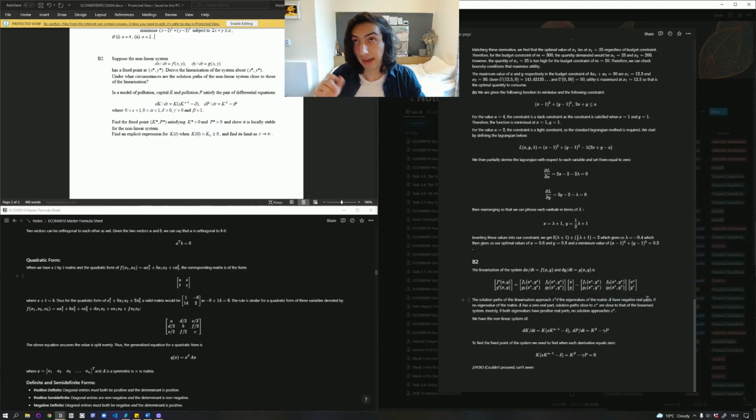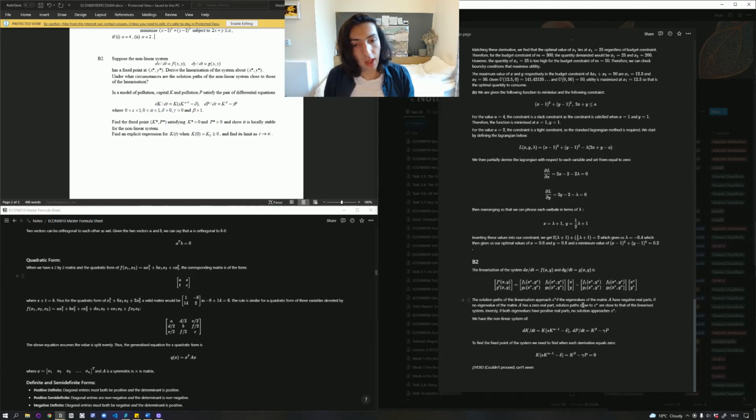So if it's like negative 2i, negative 2 plus i, or negative 2 plus 3i, that would be approaching the stable point. If they have some negative real part, they'll go close. But if they both have positive real parts, no solution will approach. So if it's like 1 plus i, 1 minus i, that won't approach it.